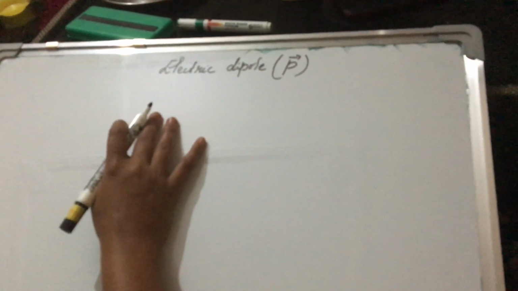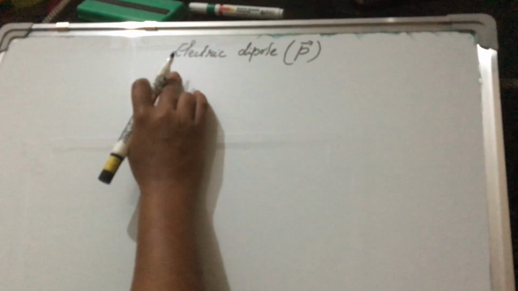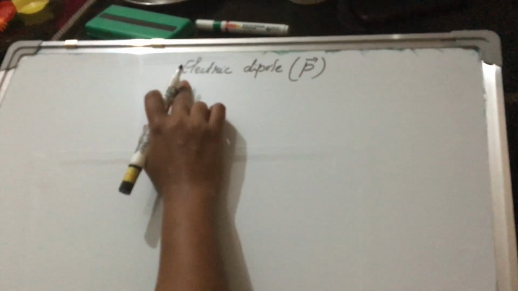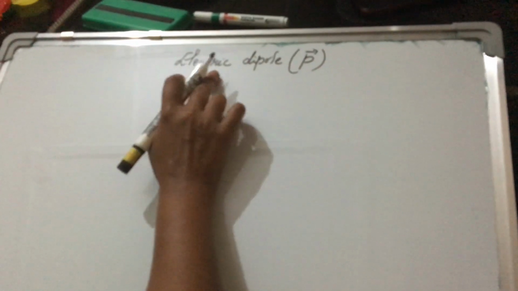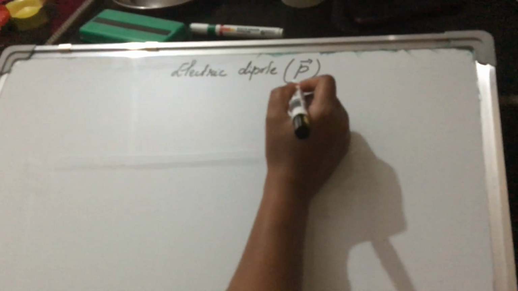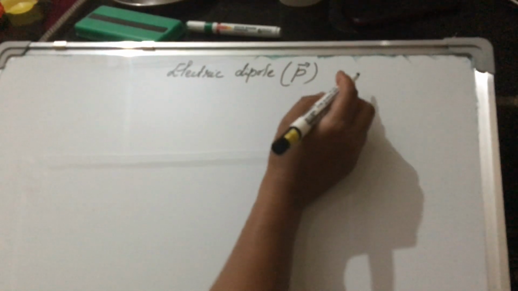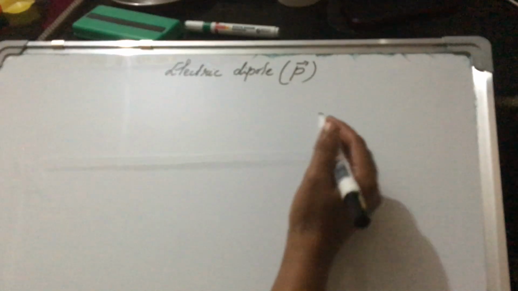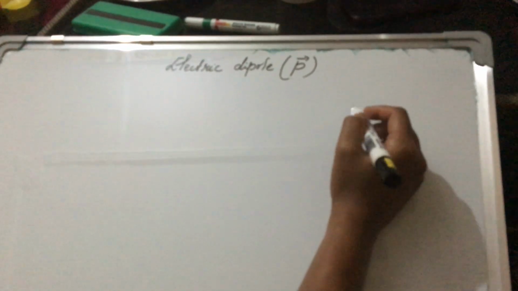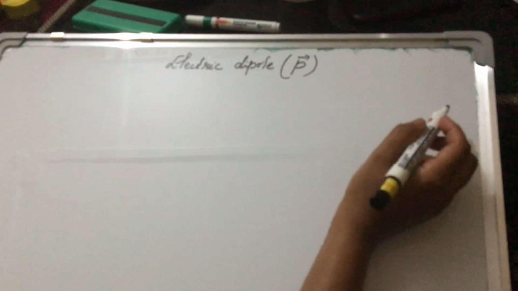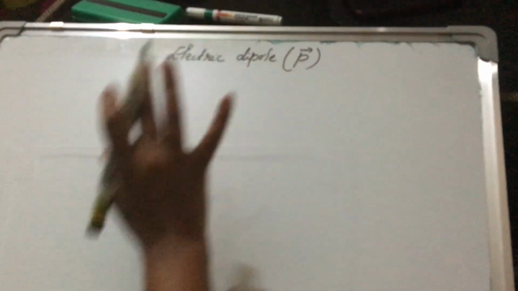Hello students, today we will be doing a new topic, which is the electric dipole. Electric dipole is denoted by the symbol P. Whenever a process like induction or polarization happens, a dipole is created.